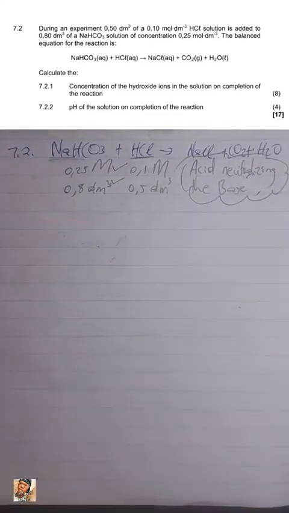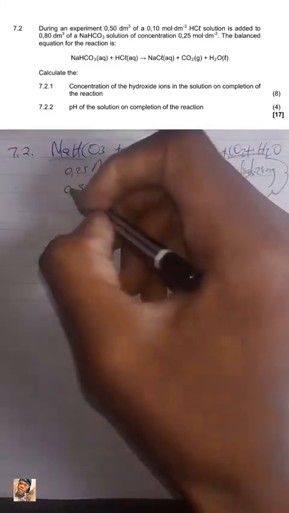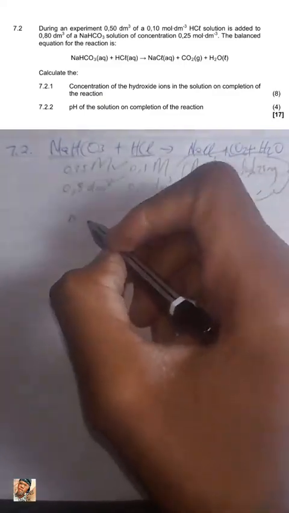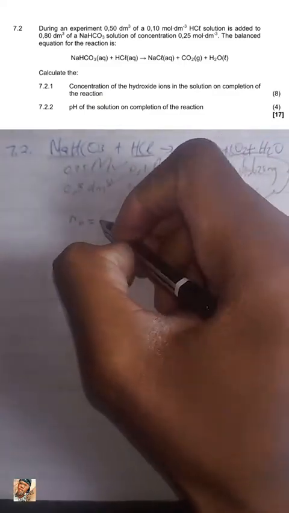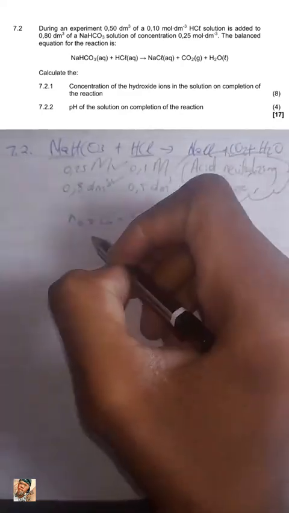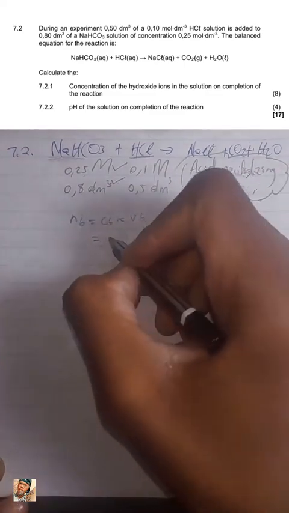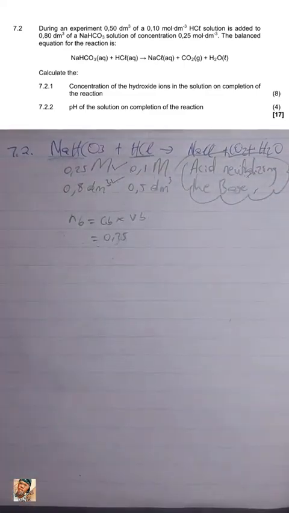Okay. Right. So let us determine the number of moles of the base. So the number of moles of this base is equal to the concentration of the base multiplied by the volume of the base. So it is going to be equal to what?